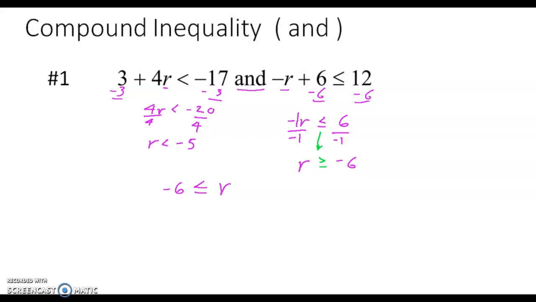And then looking at the other side, I have negative 5. My inequality is pointing toward the r, or opened up toward the negative 5. I need to make sure that orientation stays that way. It's pointed toward the r, and it's open toward the negative 5. And that's how we state our answer for an and compound inequality.